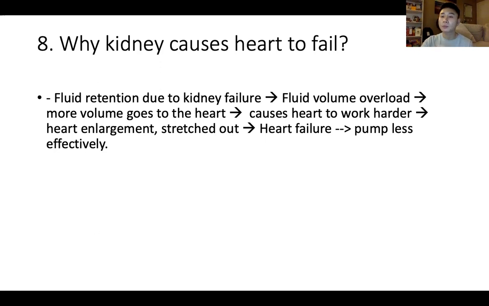So basically, whenever the kidney does not function, it causes an increase in sodium level because it does not get rid of the waste, correct? Whenever sodium is retained, water is retained. And whenever water is retained due to kidney failure, it will lead to a condition called fluid volume overload. It means there's more blood volume going to the heart through the superior and inferior vena cava, which causes the heart to work harder to pump the extra blood volume out. Whenever the heart has to work harder, it will cause an enlargement. It will stretch out the heart, and whenever the heart is enlarged or stretched, it will lead to heart failure. Therefore, the heart pumps less effectively.